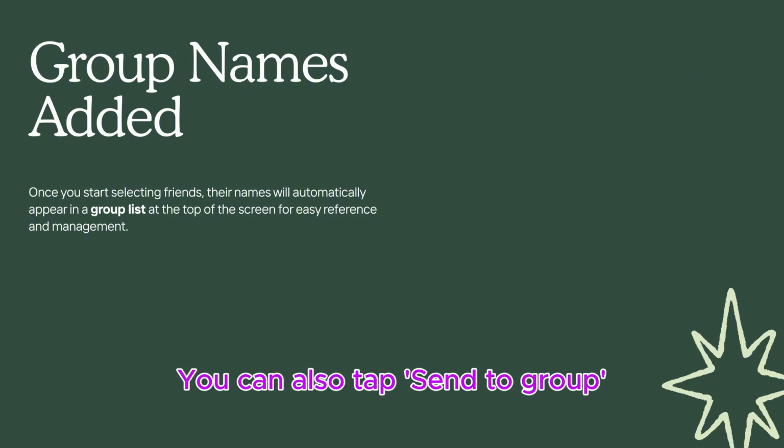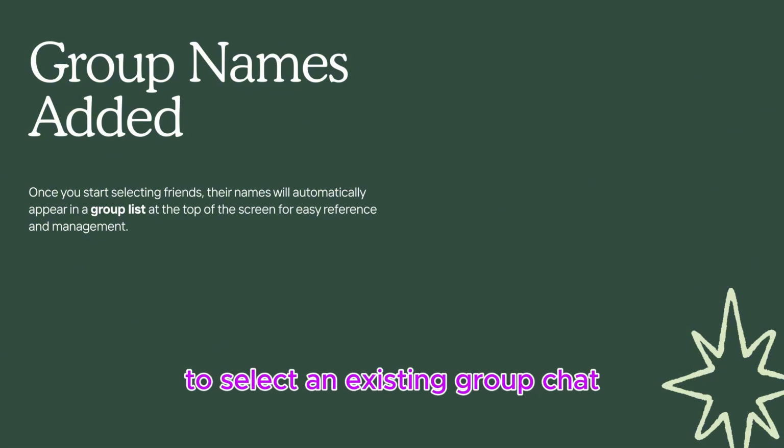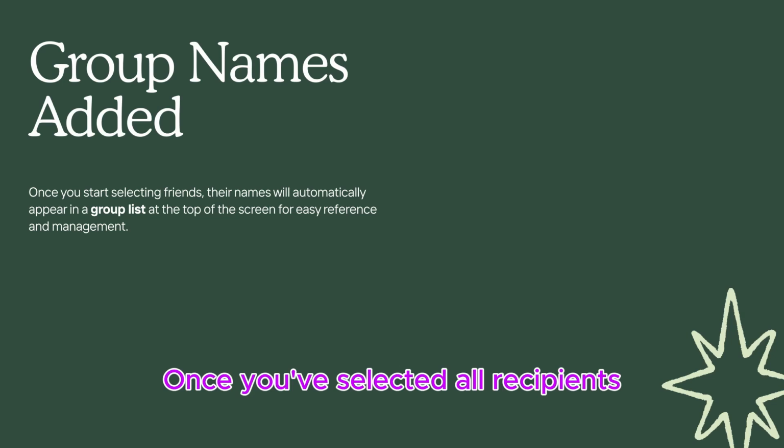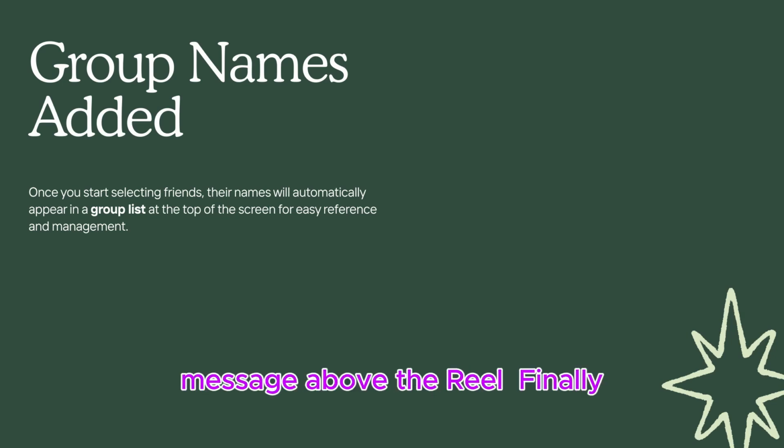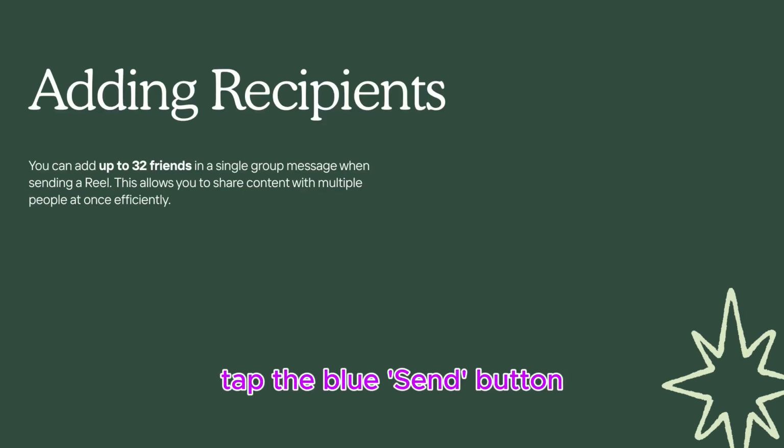You can also tap Send to Group to select an existing group chat. Once you've selected all recipients, you can add an optional text message above the reel. Finally, tap the blue Send button.